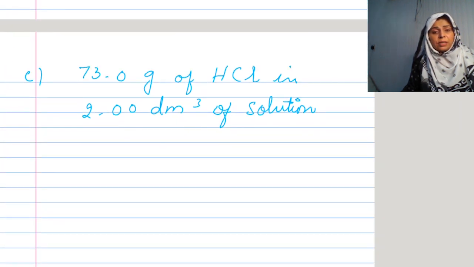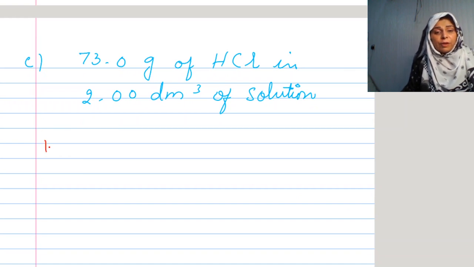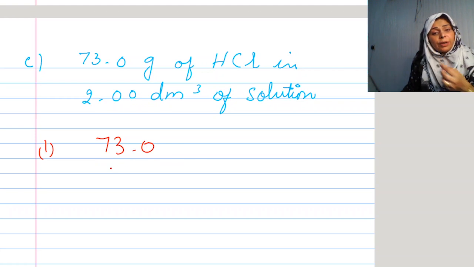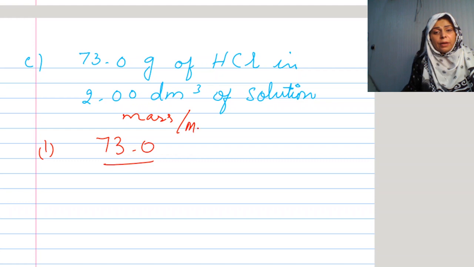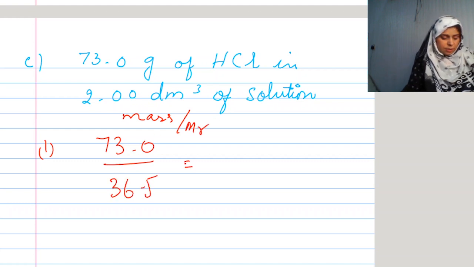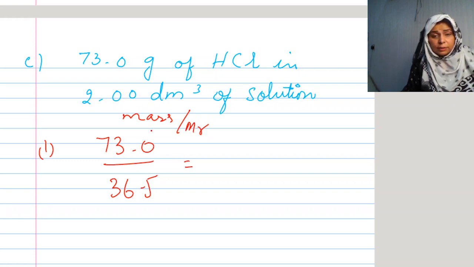73.0 gram of HCl. Okay, first step, we will get the moles. Moles equals mass over MR, and for HCl the MR is 36.5. So 73.0 divided by 36.5. Answer is 2 moles.